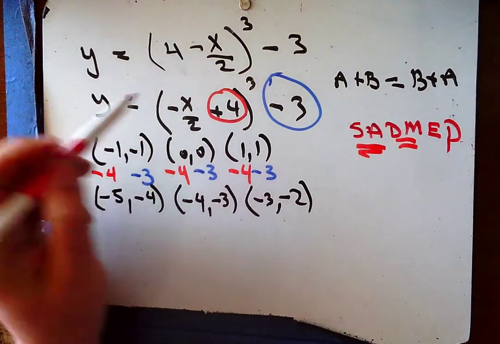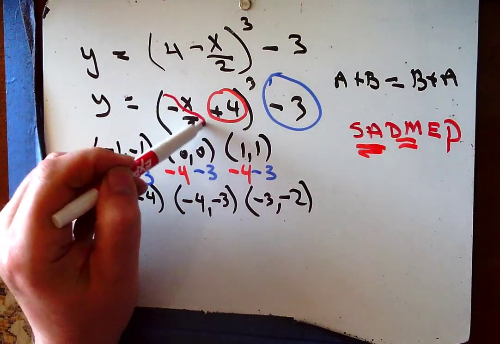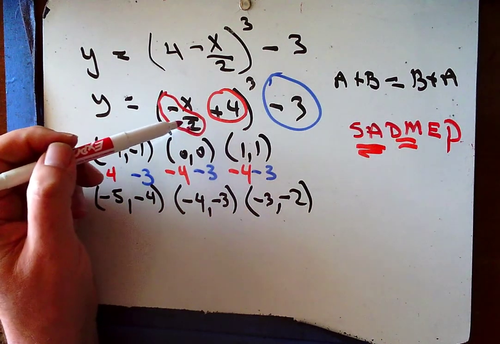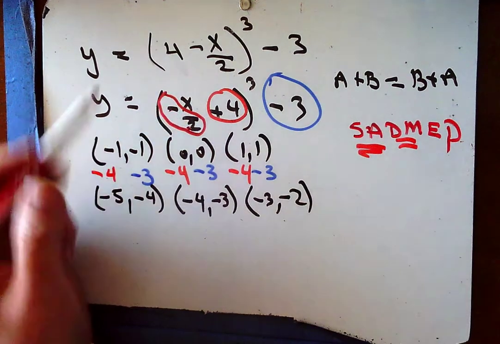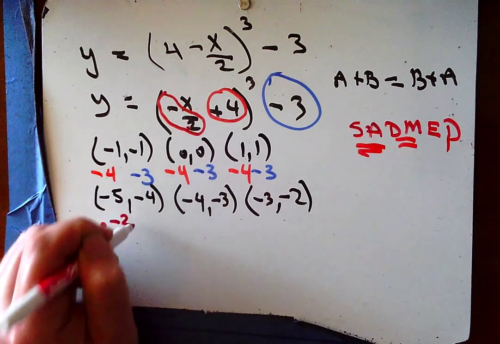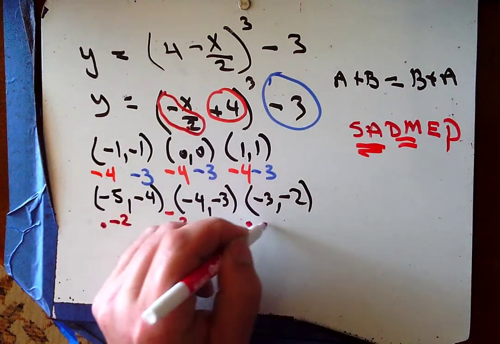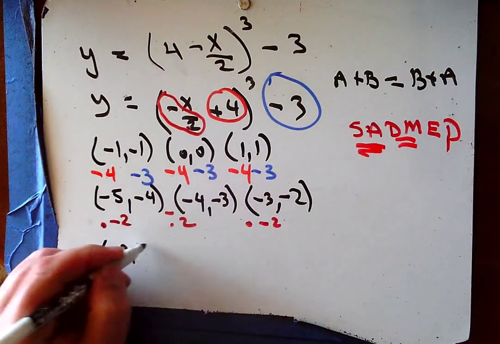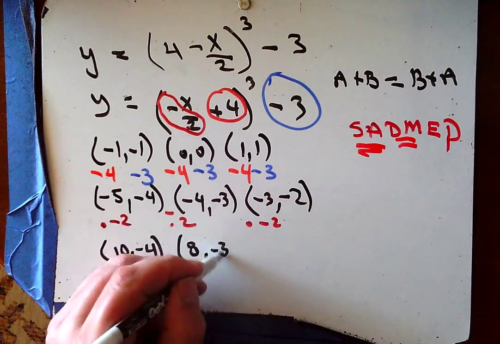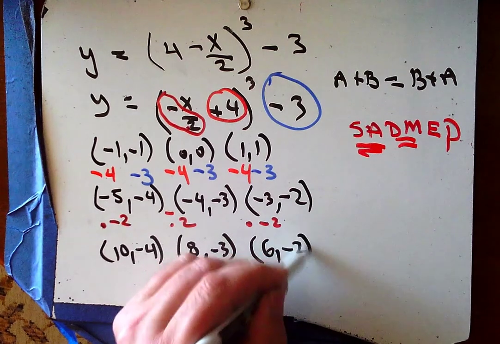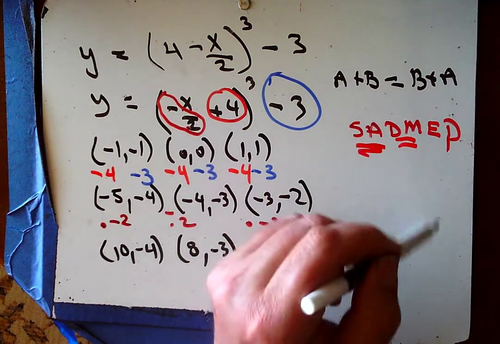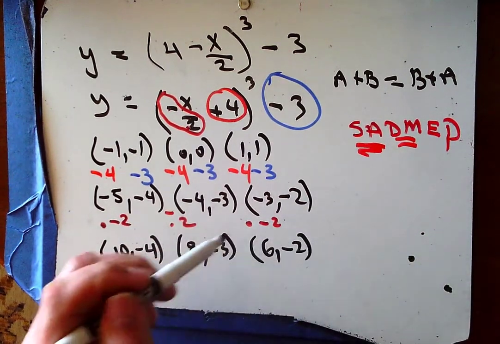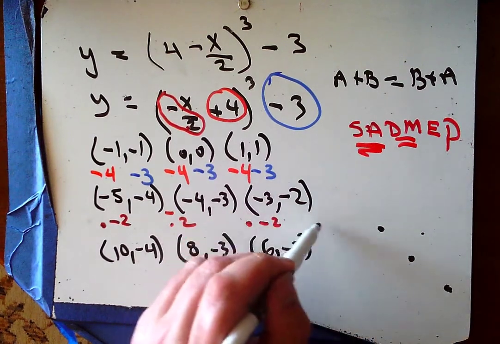All right, so we're almost done with transformations. And what do we have here? Well, instead of dividing the x's by negative 2, I'm going to do the opposite. I'm going to multiply the x's by negative 2. And so we end up with 10, negative 4; 8, negative 3; 6, negative 2. So over here at 10, I'm at negative 4. At 8, I'm at negative 3. And at 6, I'm at negative 2.